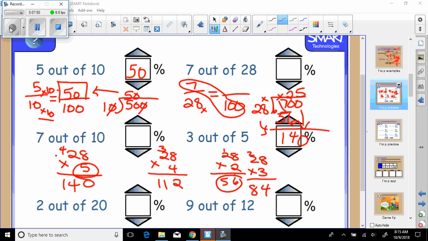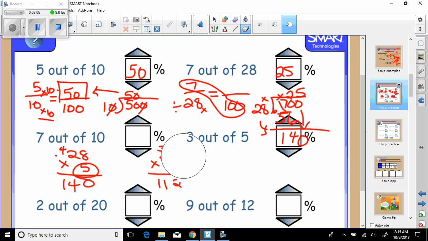So that's really the only way you can do it. So you have to know how to divide. But if you have a calculator, you can just do 100 times 7 equals 700. And then you divide by 28, and that will get you 25, which is 25%. All right, I'll go ahead and erase this.